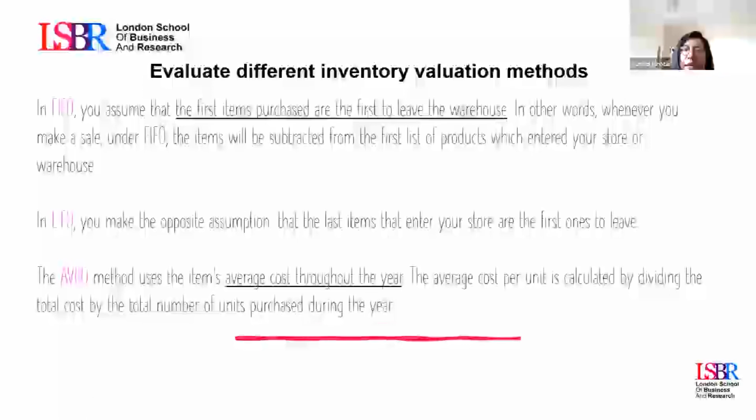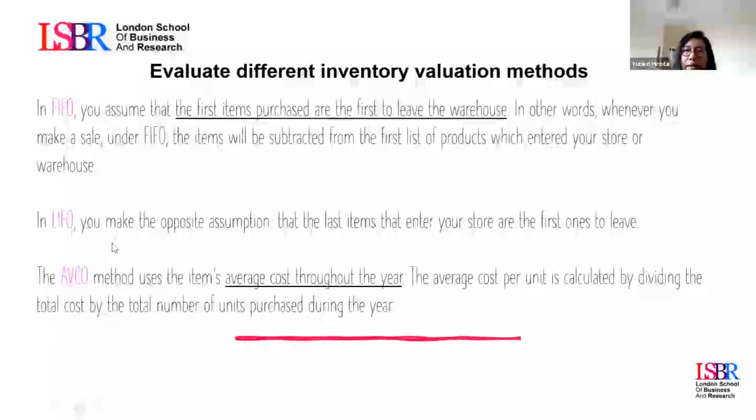Basically, FIFO is first item purchased is the first to leave the warehouse. So in this kind of method, for example, if we buy a piece of good at the beginning of the year, this piece of good that maybe costs £1 needs to leave the warehouse first. So the cost of this is £1, even when the next one that we bought cost £2. The first item purchased is the first item that needs to be used.